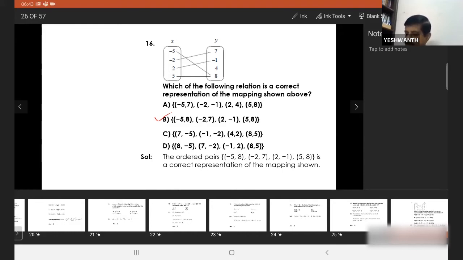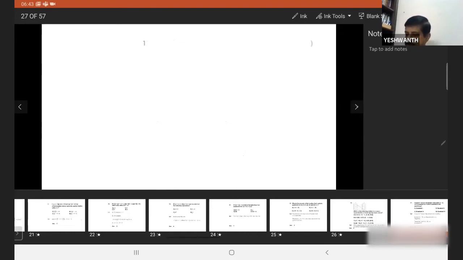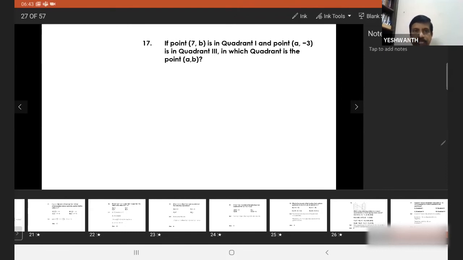Okay, let's move to the next question. If point 7 comma B is in quadrant 1, so quadrant 1 means what? B is also positive. And point A comma -3 is in quadrant 3, so A is negative. So clearly A is less than 0, B is greater than 0. This is what we can identify with the first statement that 7 comma B is in quadrant 1 and A comma -3 is in quadrant 3.